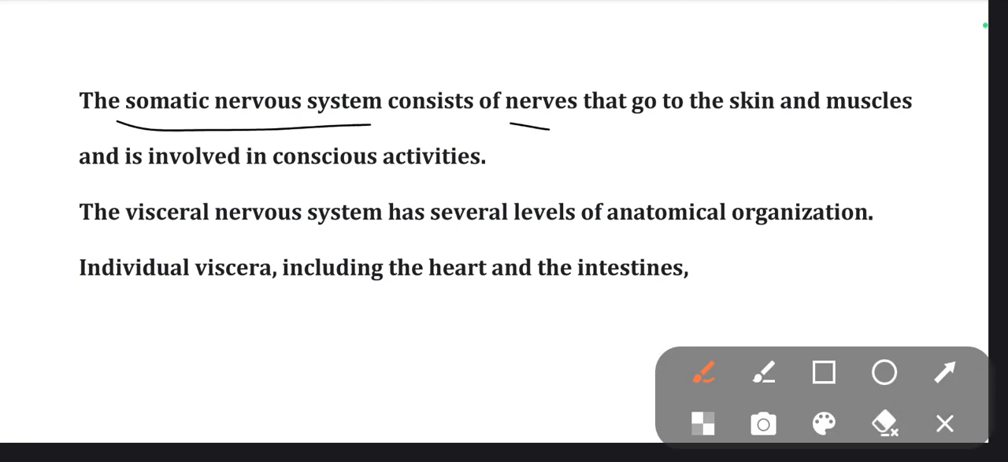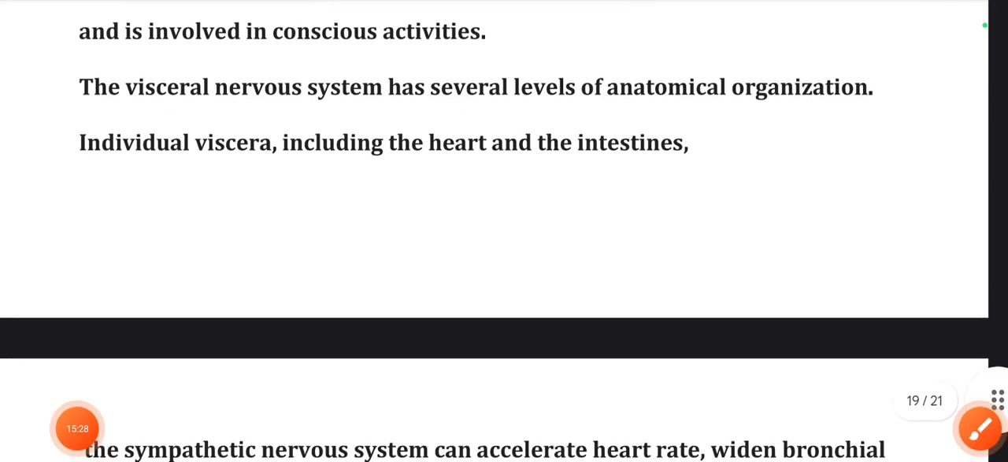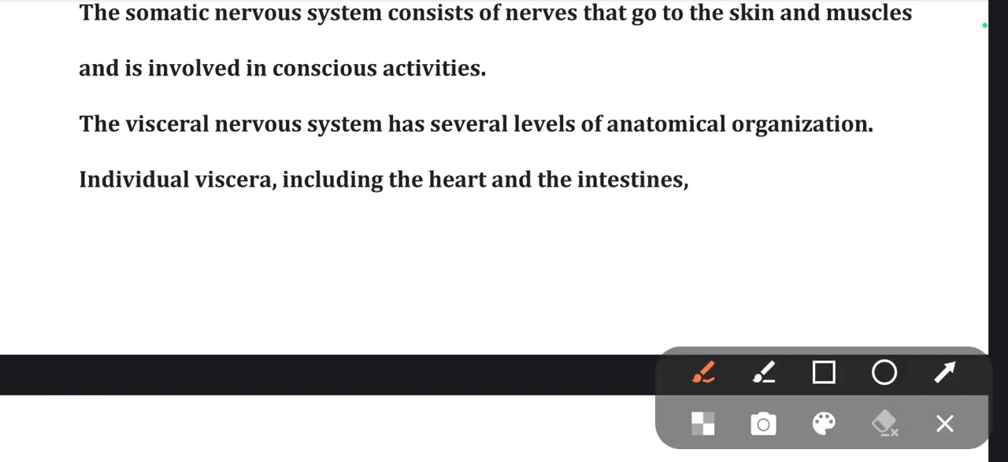So the next one is the somatic nervous system. It consists of the nerves that go to the skin and the muscle. Somatic is nothing but muscles and is involved in conscious activities. Whatever conscious activities we do, like dancing, fighting, whatever it may be, are all managed by the somatic nervous system. So it is also known as the voluntary nervous system.